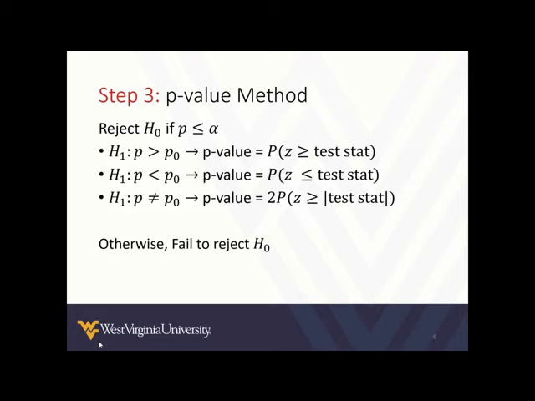If p is less than p naught, then our p-value will be the probability of z less than or equal to our test statistic. And if we have the two-sided test, then our p-value will be 2 times the probability of z being greater than or equal to the absolute value of our test statistic. Otherwise, we will need to fail to reject our null hypothesis.